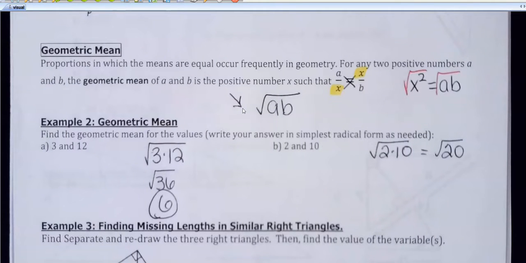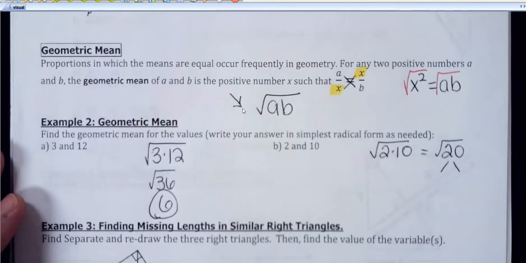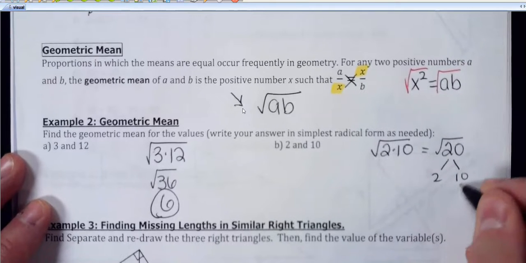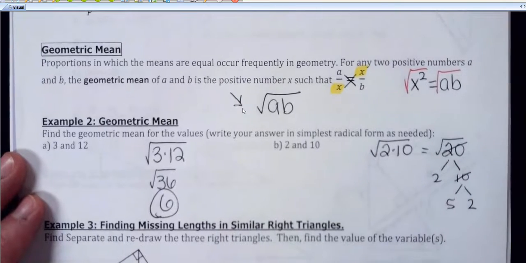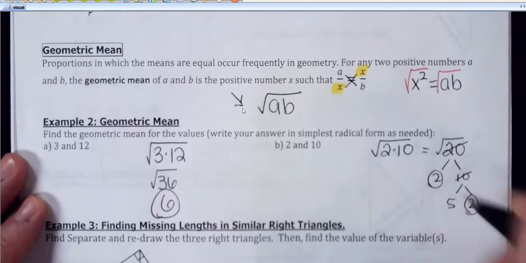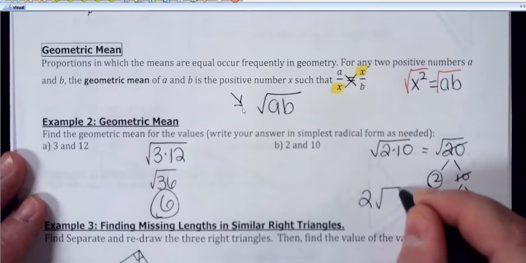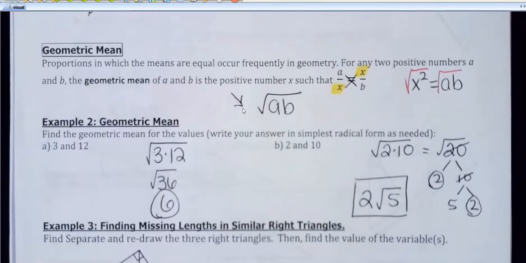We haven't done this in a minute. How do I simplify 20? Yeah, the tree thing. What do you think of when you think of 20? Just tell me two things multiplied that give you 20. Yeah, 2 and 10, perfect. And then you just keep going from there. 10 is 5 times 2, right? I broke down the 20, I broke down the 10. If you have a pair, which I have a pair of 2s, that comes out in front. Anything that doesn't have a partner has to stay underneath. So simplest radical form there is 2 root 5. Just make yourself a little factor tree. Does anybody have any questions?